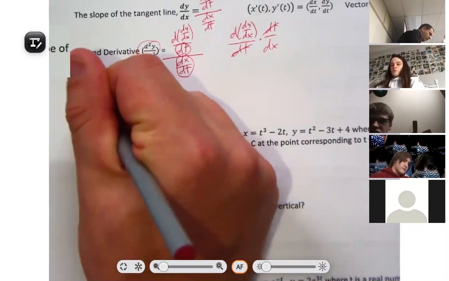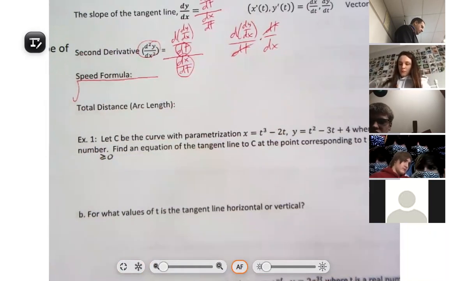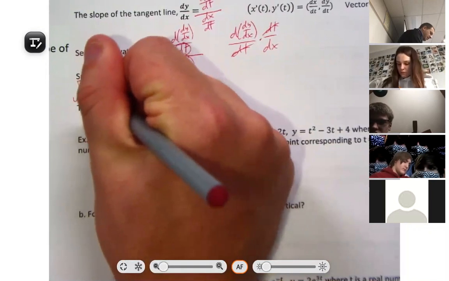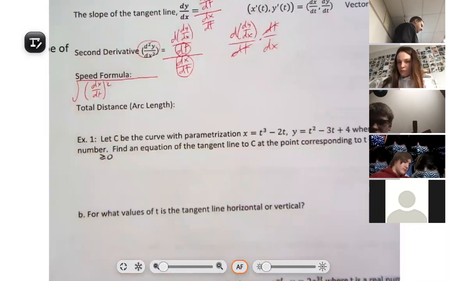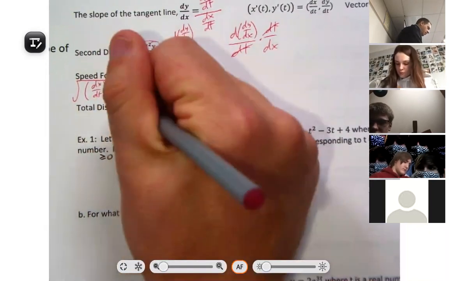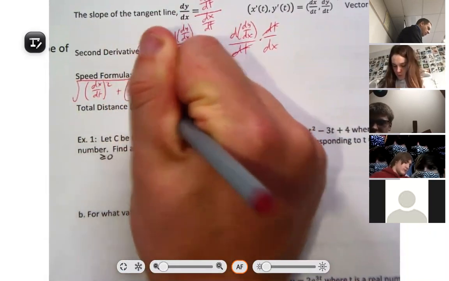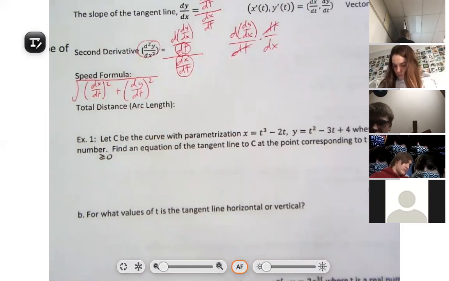It's the square root of dx dt squared plus dy dt squared. It's basically the distance formula. If you watch that video, it's the distance formula.